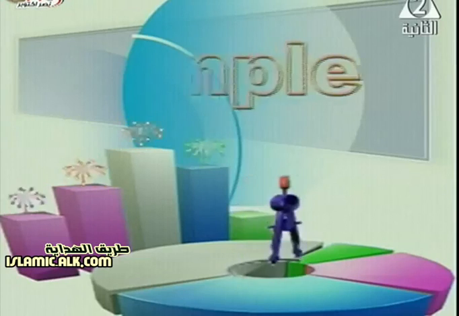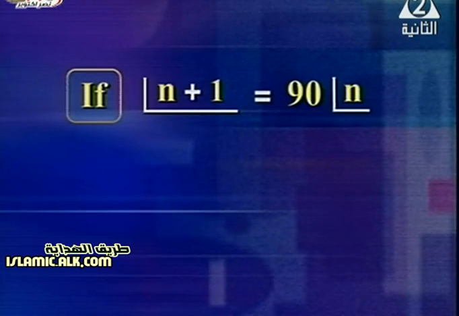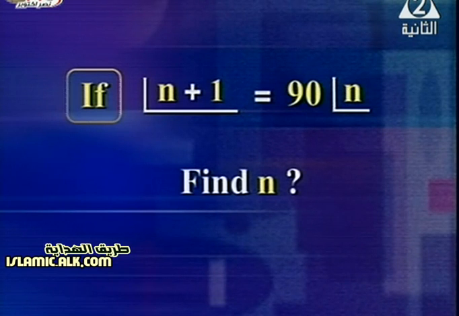Another example. Factorial (n plus 1) equals 90 factorial n. Find the value of n. Remember, dear student, the left hand side is factorial (n plus 1), the right hand side is 90 factorial n. What is required? Find the value of n. In this case, we divide each side by factorial n and use factorial (n plus 1) equals (n plus 1) factorial n, and by using the equation find the value of the unknown n.